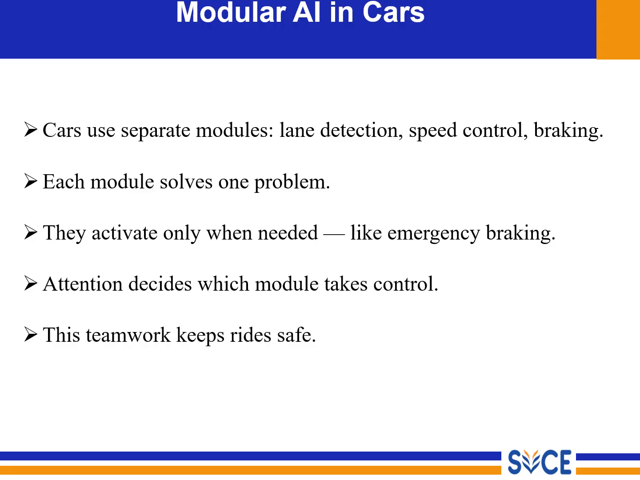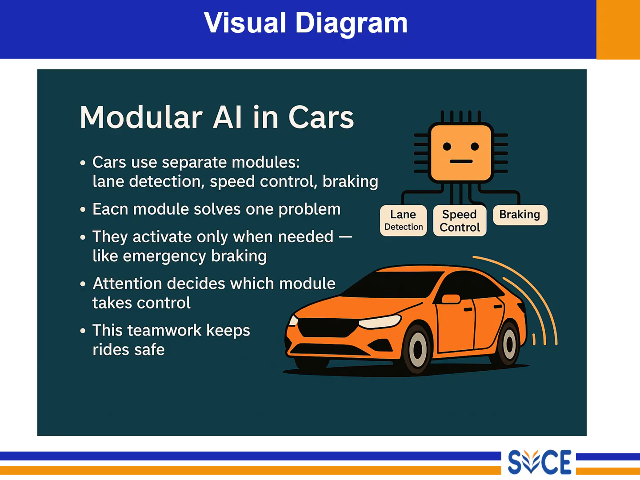This modular approach ensures reliability and safety. If one model fails, others can still function because they are independent. Right? So explainability is crucial here, because we need to understand why the car made a particular decision, especially in critical situations. Okay, so the teamwork keeps the ride safe. This is a visual diagram.